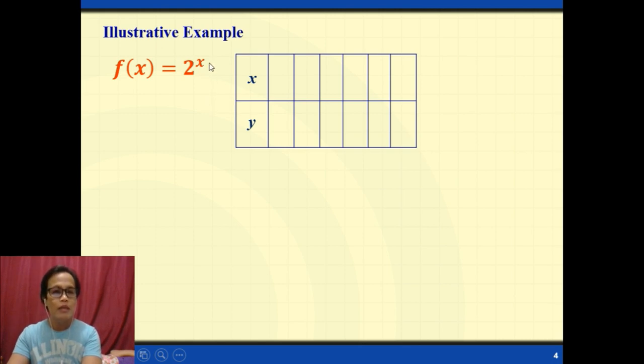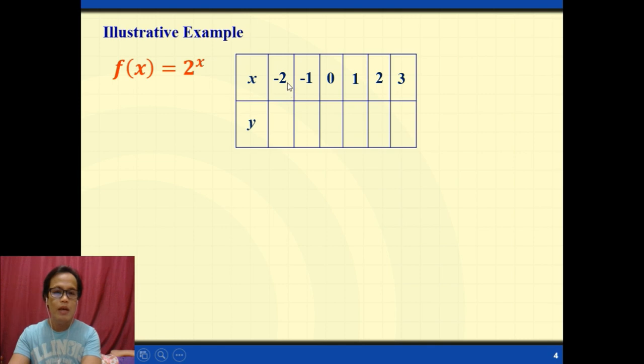Now, according to the definition, x is any real number. Meaning, we can choose any real numbers as the domain. For example, we will use these domains here: negative 2, negative 1, 0, 1, 2, and 3. We will solve for our range, the f of x or the y. So what are these values using this function and the domains here?